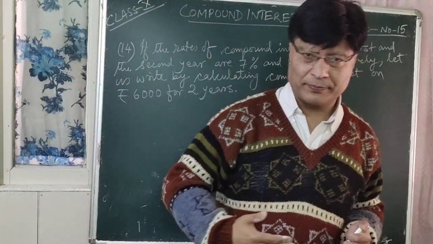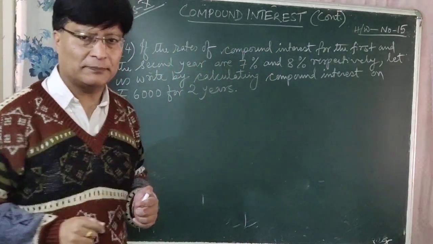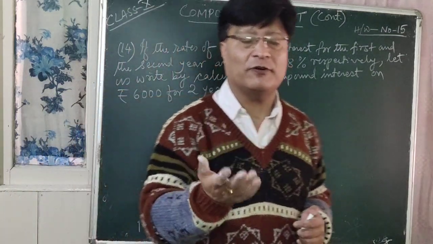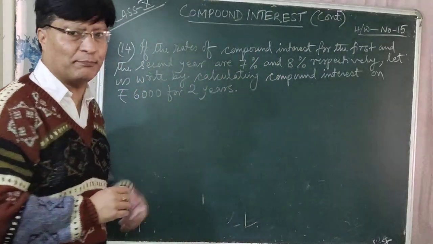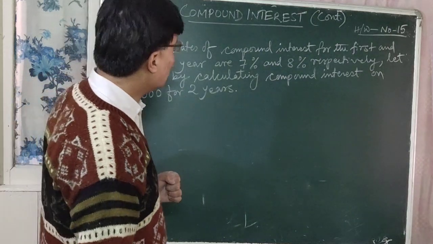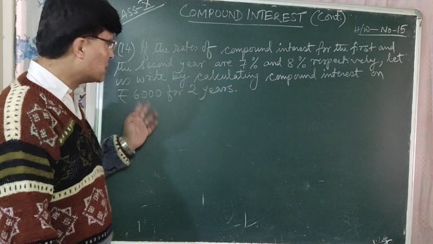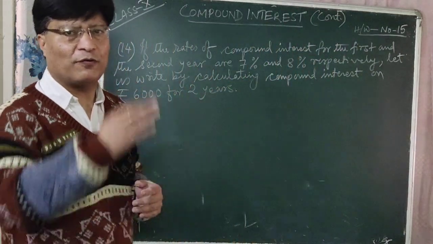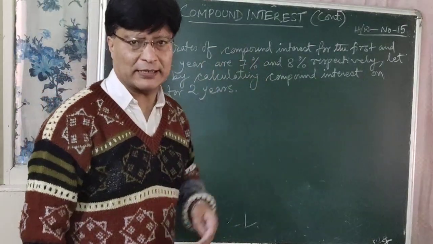For the first year you have to find out the interest on a principal, and then you have to find out the amount. And that amount will be the principal for the next year. Is that clear? So in this case, we will use this method. So what do we do here? First, rupees 6,000 is the principal. For this principal, first we find the interest for the first year at the rate 7%.